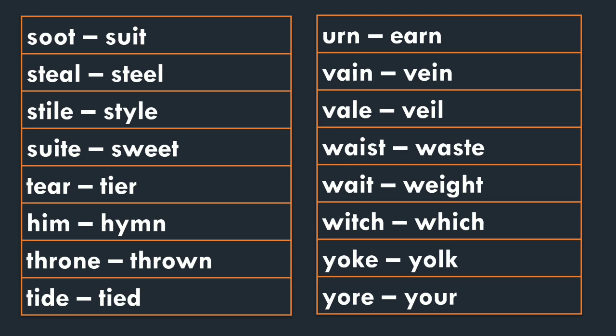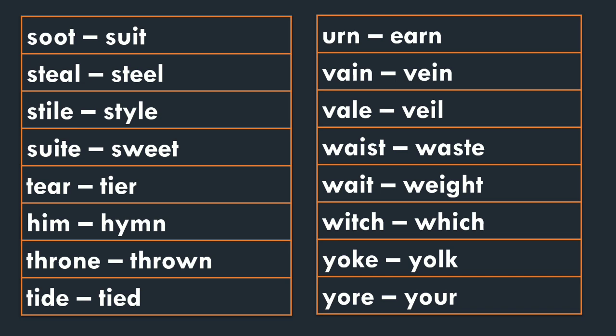WAIST, waist, is the part of a man's body just below the back and just above the hips, that is the waist. And WASTE, waist, that is just to waste something, not use it wisely, that is waste, WASTE.